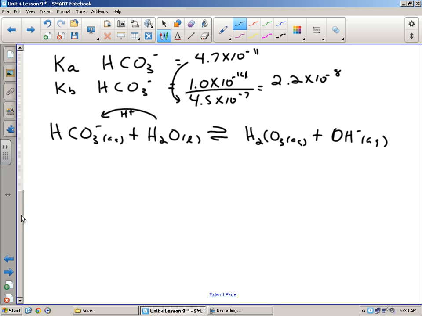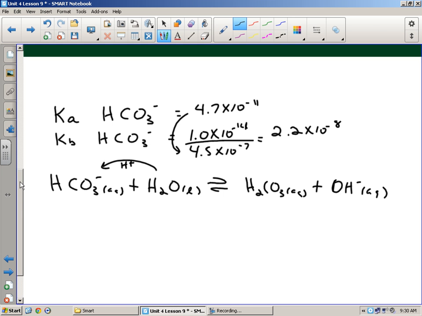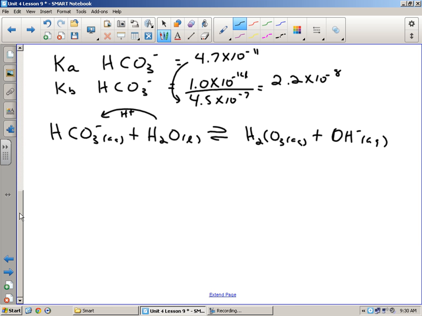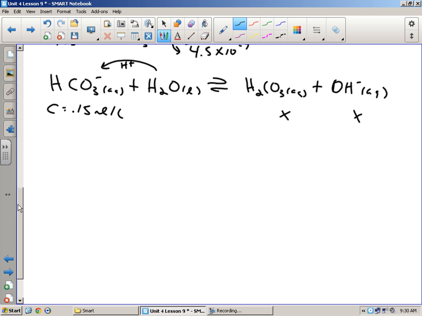There you go. Now you can do the rest, guys. This is 0.15 molar, right? So we're going to start here. This is 0.15 molar. My Kb value is 2.2 times 10 to the negative 8, and I can approximate. Oh, sure I can, right? Then I would start with x here and x here. I want to calculate the pH, so unfortunately you're going to have to find the pOH first.